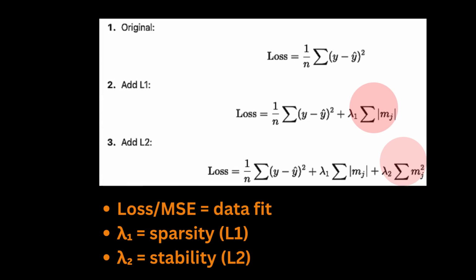Let's look at the math slowly. We still start with our prediction error, MSE. Now we add the L1 penalty and the L2 penalty. So the loss becomes error plus two kinds of discipline.